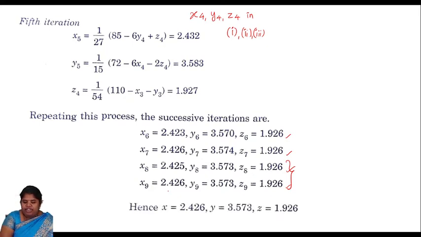The value of x is 2.426, approximately, y is 3.573 and the value of z is 1.926. So, this is the Gauss-Jacobi method.